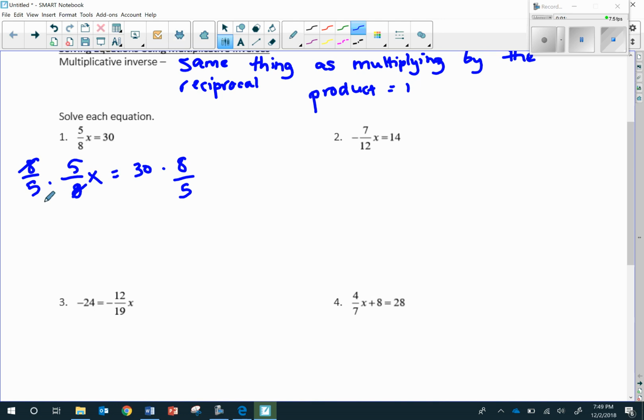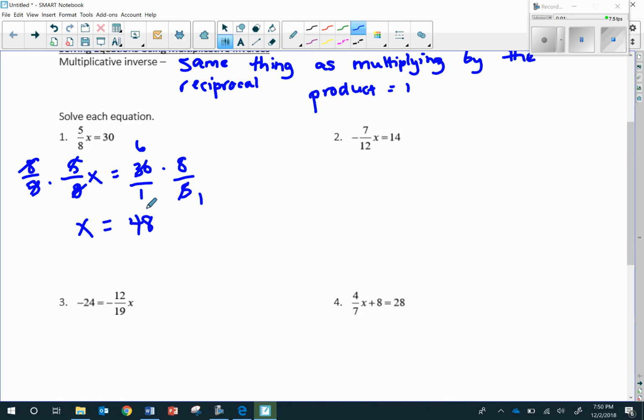Here, my 8's cancel, my 5's cancel, so I'm left with x equals. Now I'm going to simplify this when I multiply. You know when you multiply by a whole number, you can simply rewrite that over 1. 5 goes into 5 one time, 5 goes into 30 six times, and 6 times 8 is 48. So x equals 48 is my answer.